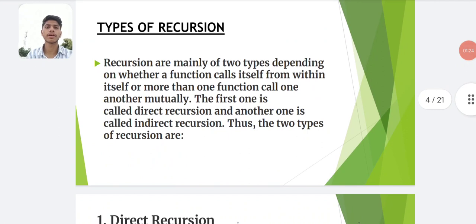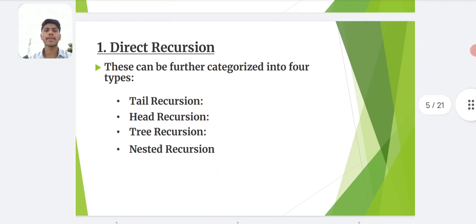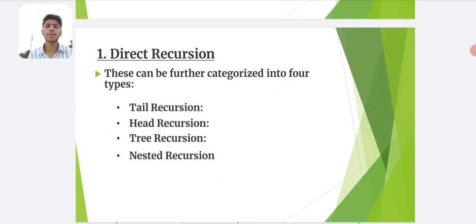So, types of recursion. Recursion is mainly of two types, depending on whether the function calls itself from within itself or from another function call. The first one is called direct recursion and the other one is called indirect recursion. First, direct recursion. These can be further categorized into four types: tail recursion, head recursion, tree recursion and nested recursion.